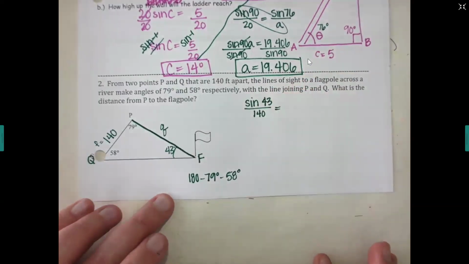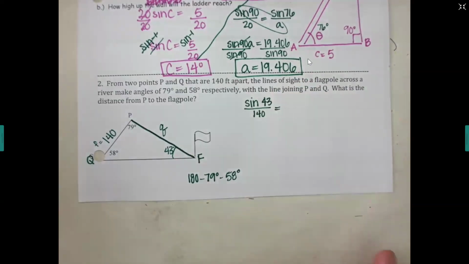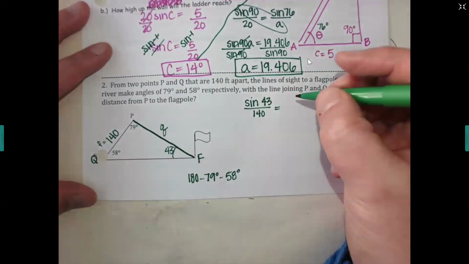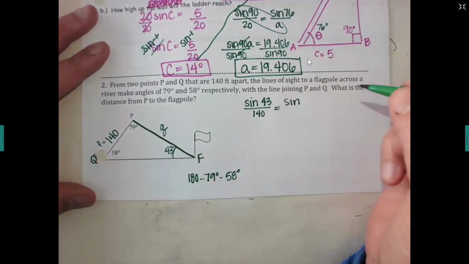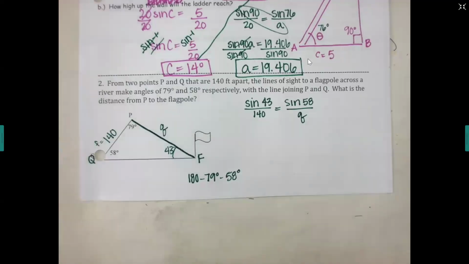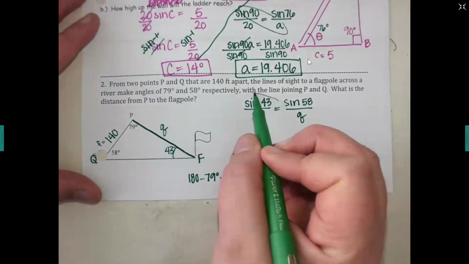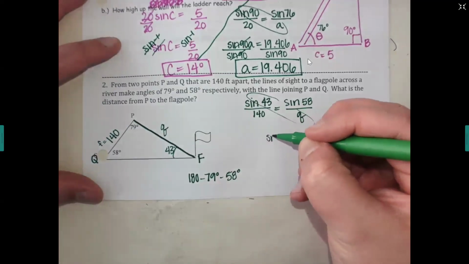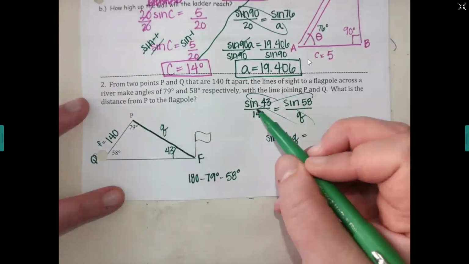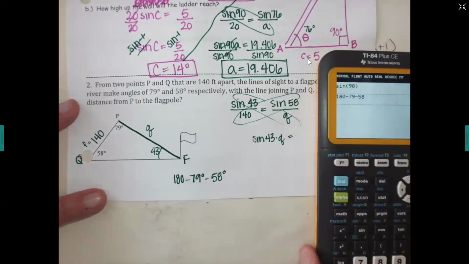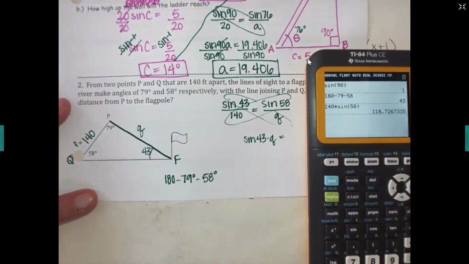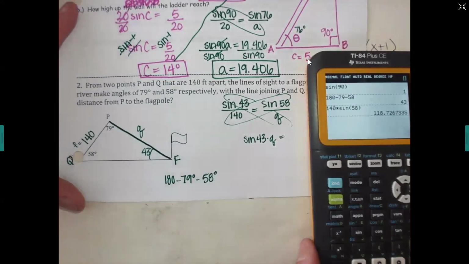And then on the other side, I'm going to do the letter that I'm trying to solve for. So if I'm trying to solve for little q, then I need to match it up under big Q. So that would be sine of what? The 79 or the 58? 58. Okay, and then from there you can cross multiply. So sine 43 times Q is going to stay sine 43 times Q. But then for this other diagonal, I can multiply that out in my calculator. So I'm going to do 140 times the sine of 58. I got 118.727.